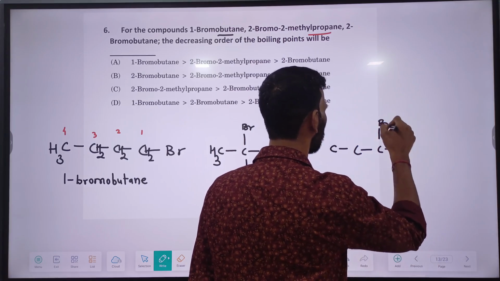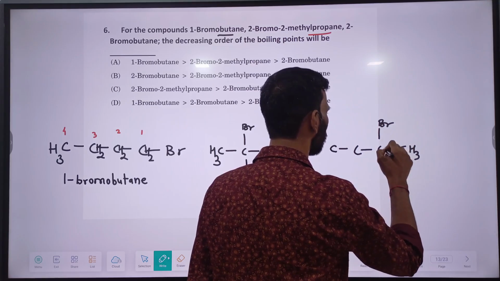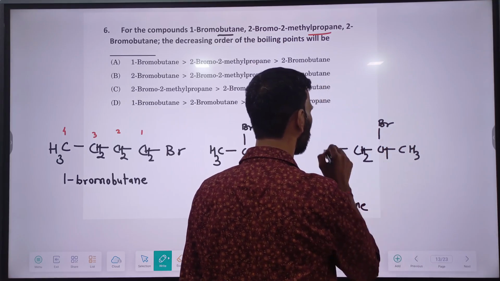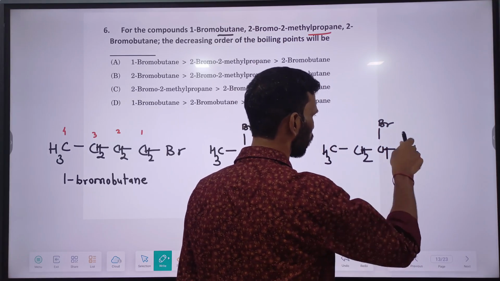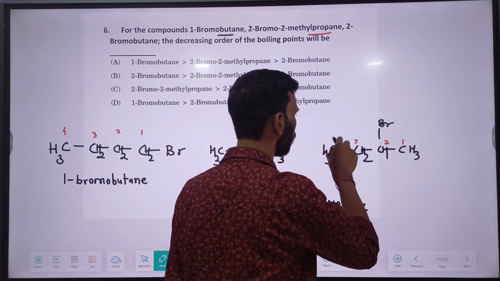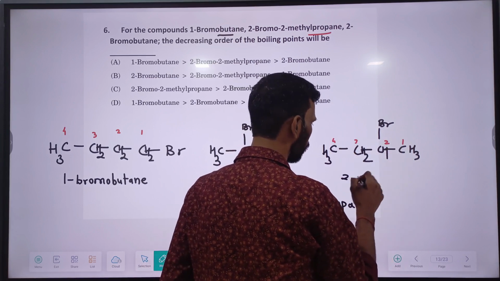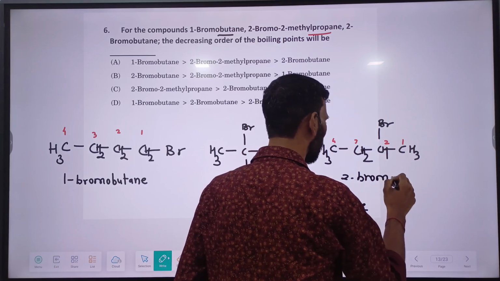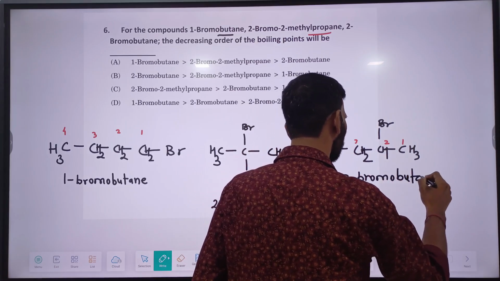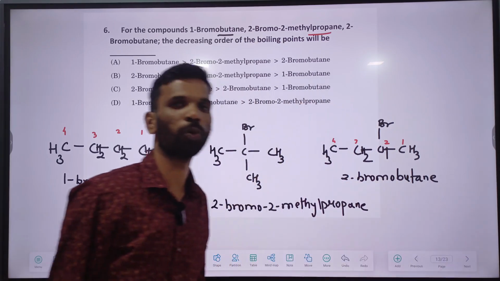Here is the Br. This is CH3. This is H, CH2, CH3. This is numbering 1, 2, 3, 4. So this is 2-bromobutane. This is 2-bromobutane.